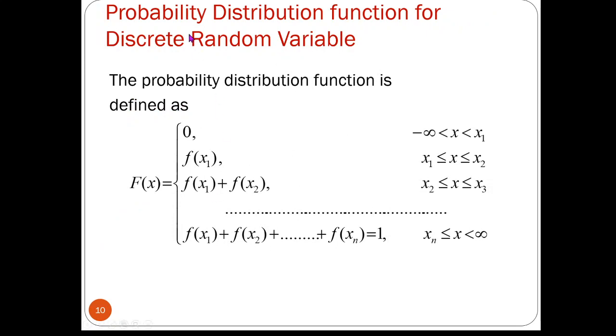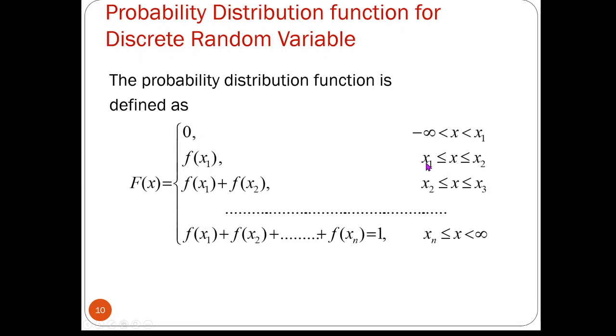Now the next concept is the probability distribution function for a discrete random variable. The probability distribution function is defined as capital F of x equal to 0 for the interval minus infinity less than x less than x1, where x1 is the first value of the random variable. So for the first interval, from minus infinity to the first value, the distribution function has the value 0.